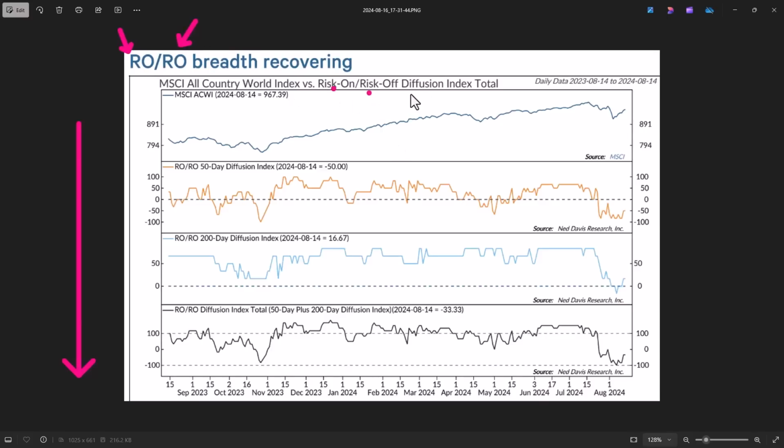Risk on, risk off right here, and they call it a diffusion index. What you're looking at again is the MSCI All World Index, and you can see how this is rocking and rolling. They're taking the 50-day and showing you the difference between risk on and risk off on the 50-day moving average. Look at how low you are right here. That is a trough level that you have very rarely been at, except when you get into November. And we know what happened in November 2023 to the market.